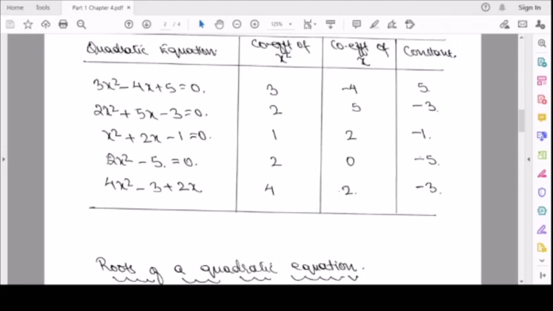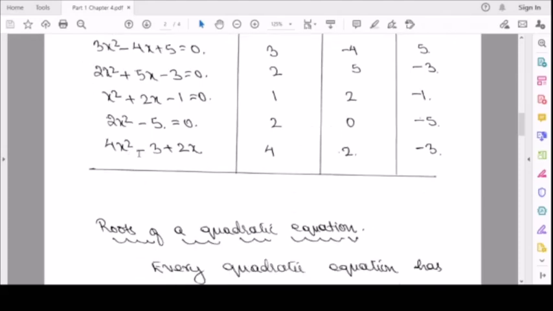The coefficient of x squared is 2. For the coefficient of x, there is no x term here, that means it will be 0, and the constant term is minus 5. In the last example, you look carefully at the given polynomial.